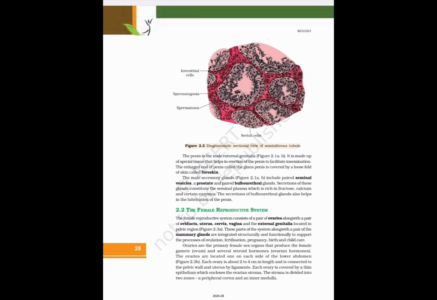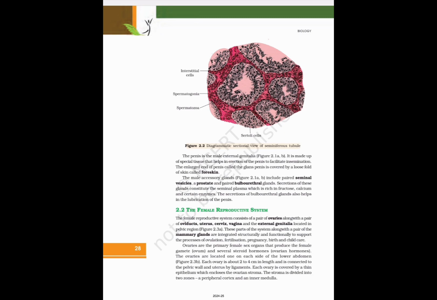The male accessory glands include paired seminal vesicle, a prostate, and a paired bulbourethral glands. Secretion of these glands constitute the seminal plasma, which is rich in fructose, calcium, and certain enzymes. The secretions of bulbourethral glands also help in lubrication of the penis.